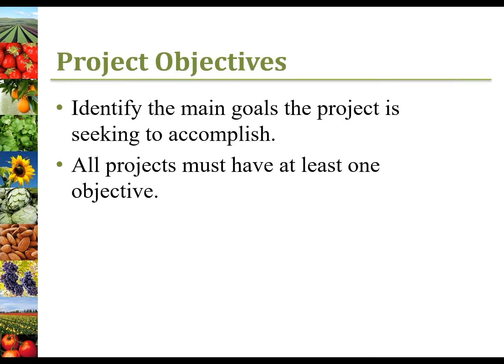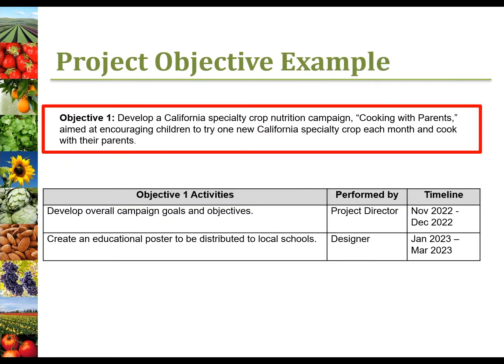Project objectives should identify the main goals that the project is seeking to accomplish, and all projects must provide at least one objective. An example of a project objective could be to develop a California specialty crop nutrition campaign, Cooking with Parents, aimed at encouraging children to try one new California specialty crop each month and cook with their parents.